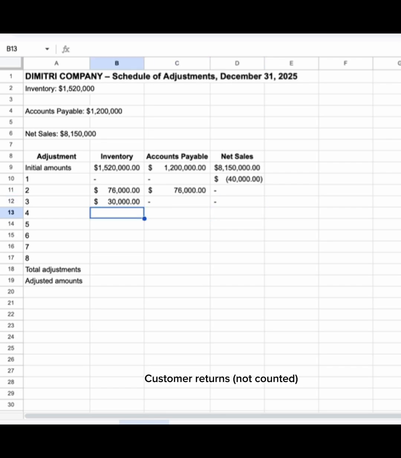Adjustment 4. Tools costing $32,000 were returned by customers on December 31, but were not included in the count. Since they are back in Dimitri's possession, we must add $32,000 to inventory. Also, because credit memos of $47,000 were issued to the customer, we must reduce net sales by that amount, $47,000. That corrects both sides, the cost and the revenue.